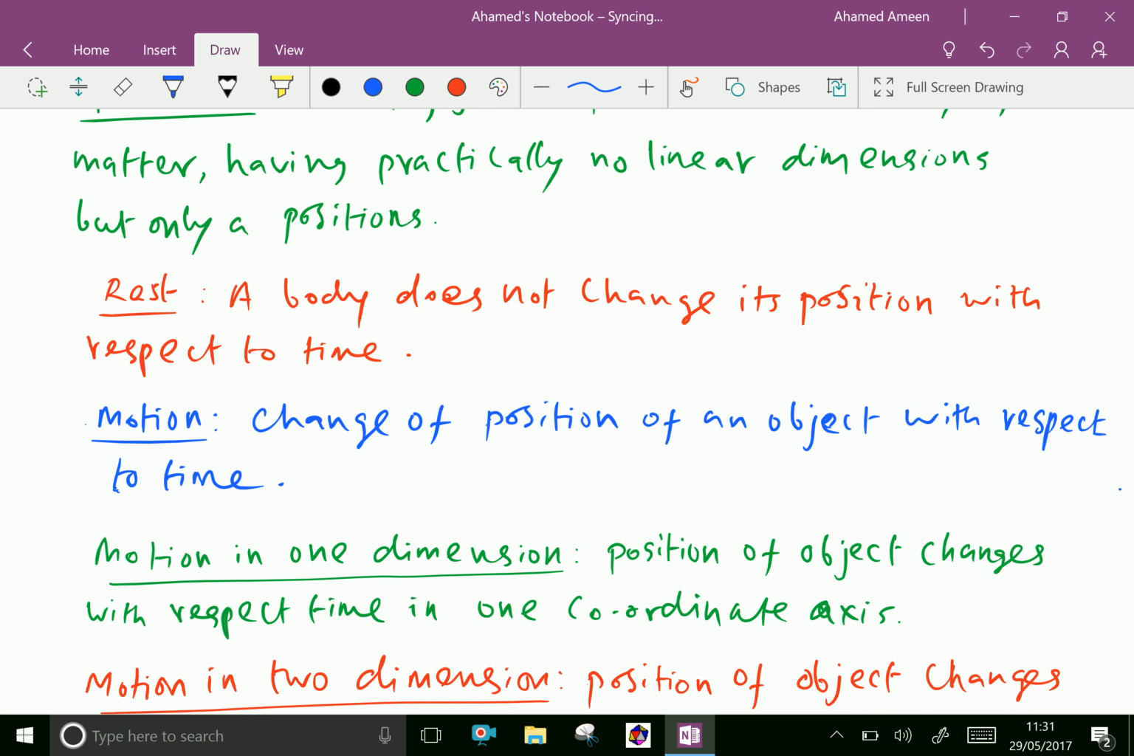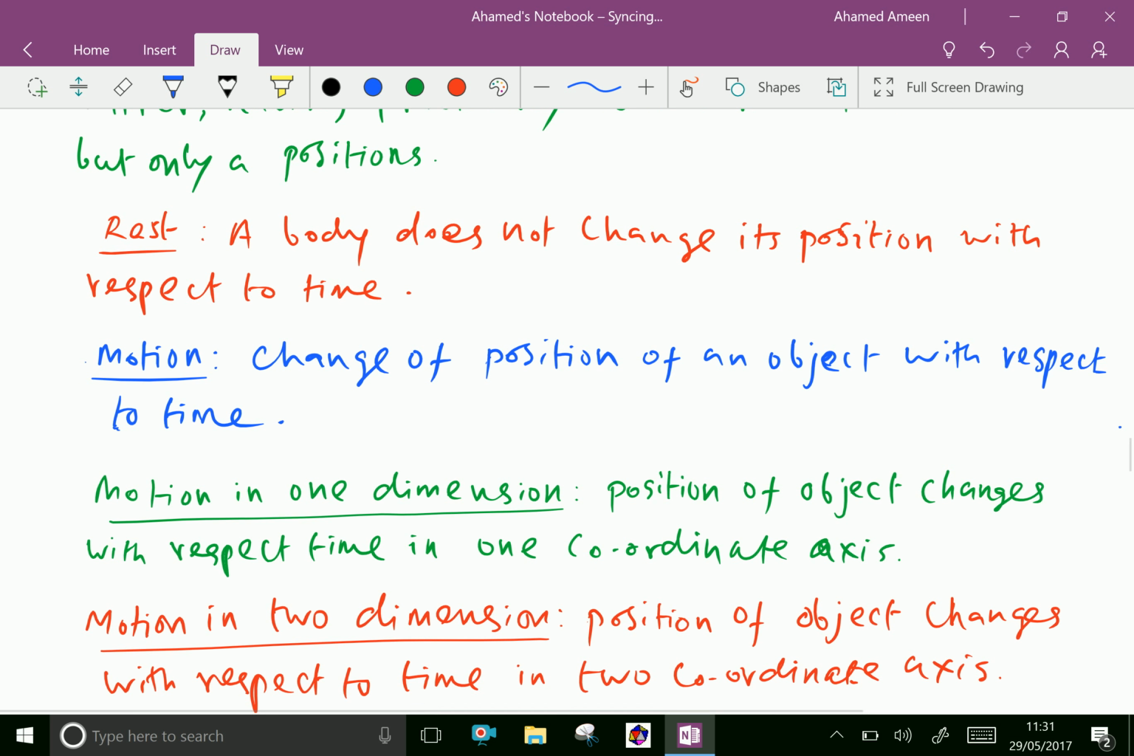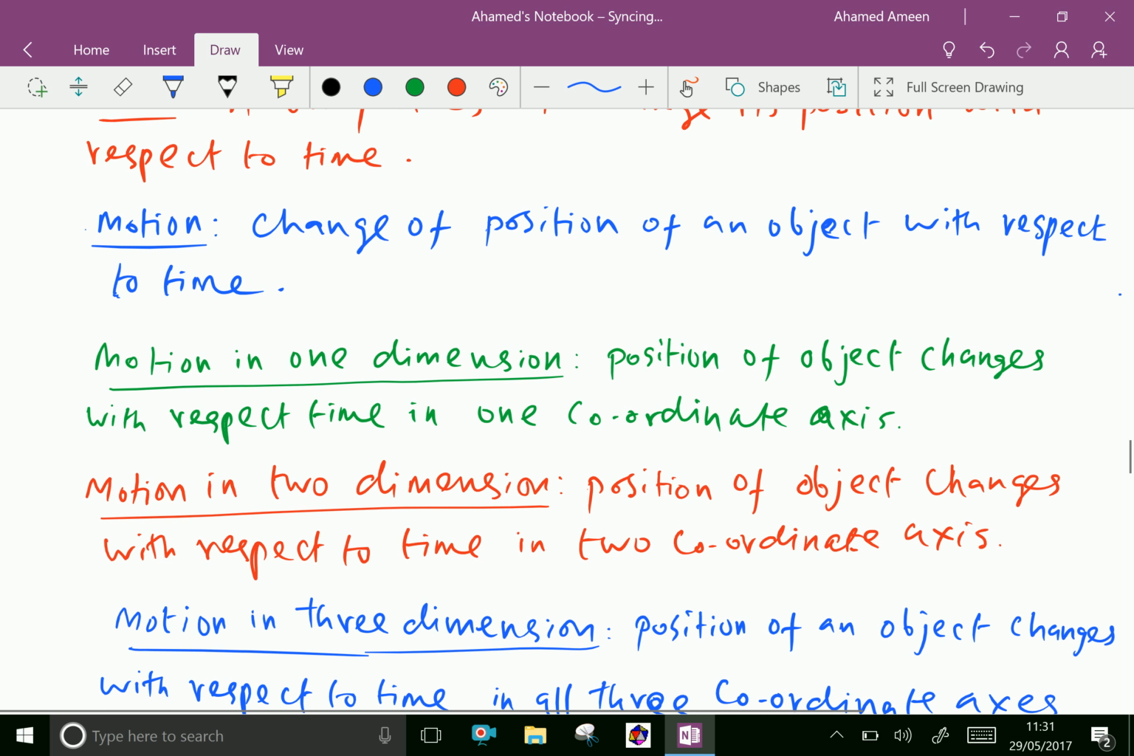Next one, rest. A body that does not change its position with respect to time is said to be at rest. Motion is the change of position of an object with respect to time, like a moving car or aeroplane, whatever is moving with respect to time, it is called in motion.